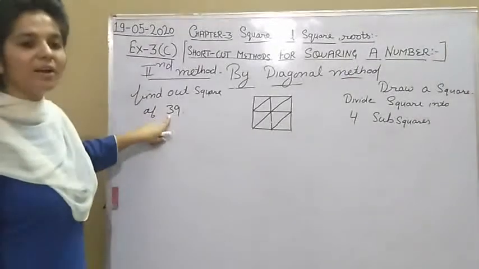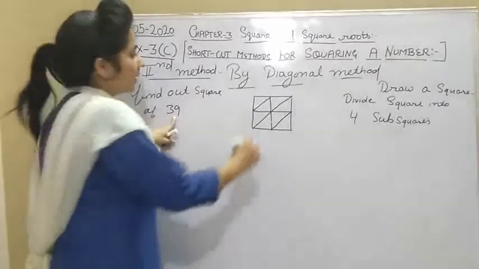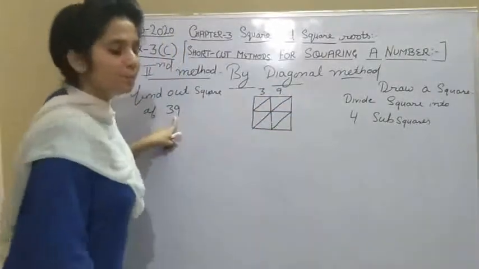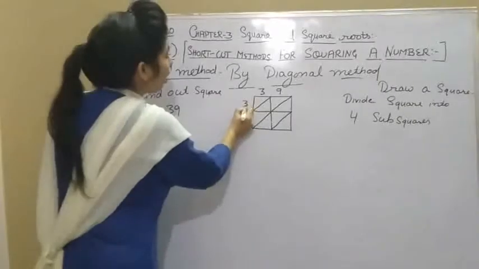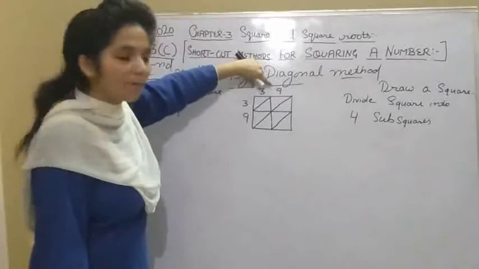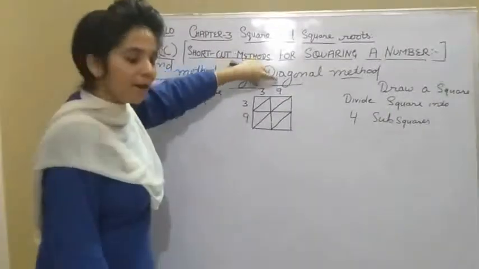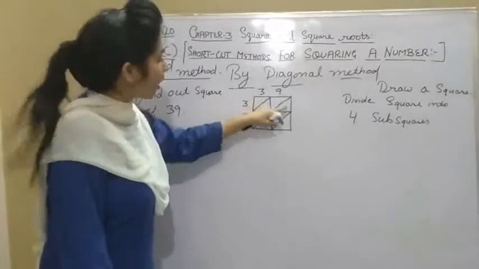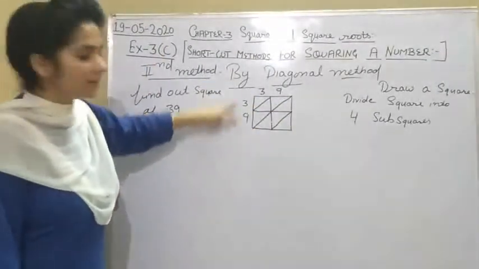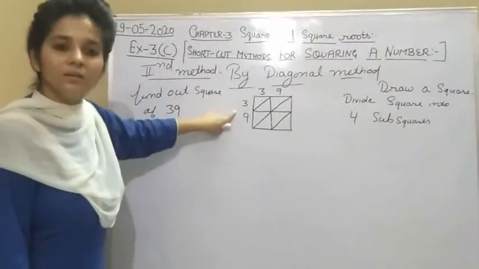After that, we have the given number 39. You will write 39 at the top and left of the given square. Whatever given number you have, like our 39, write it at the top and on the left side of the given square.